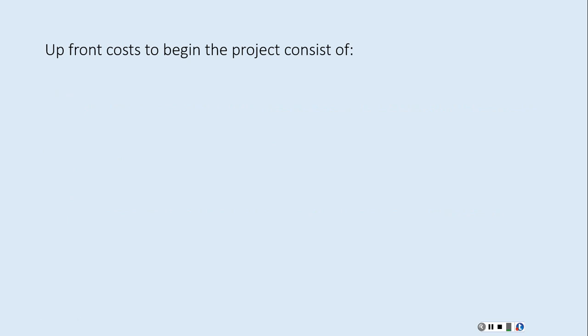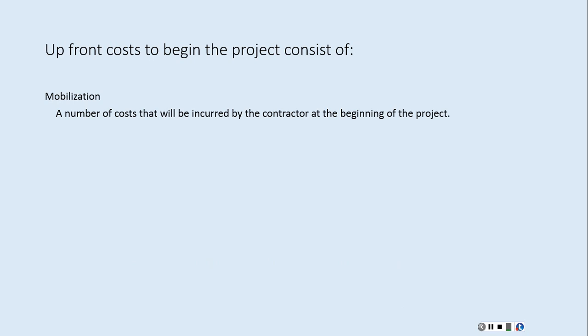When we look at a Schedule of Values, there's an upfront cost to do a project, and part of that is called mobilization. Mobilization is the cost that the contractor is going to incur just to get a project started from the beginning. When that happens, there are quite a few different costs that we could have.